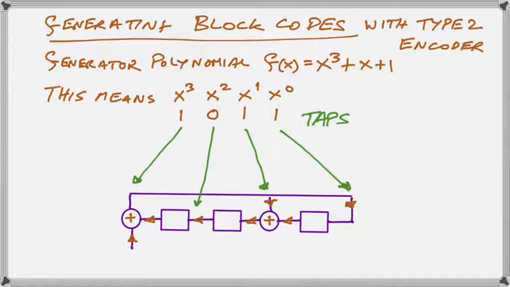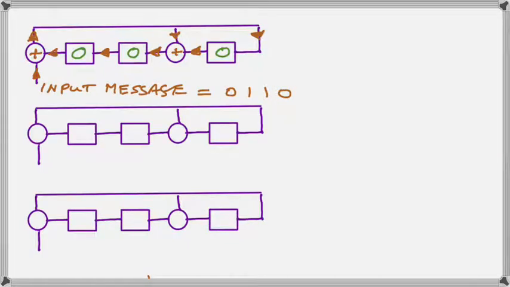Now, what is a little more time consuming is when we try to actually trace the message through it. So here we have an input message 0110, and we're going to feed those bits one at a time into the message input on the left. Clearly you can see it there.